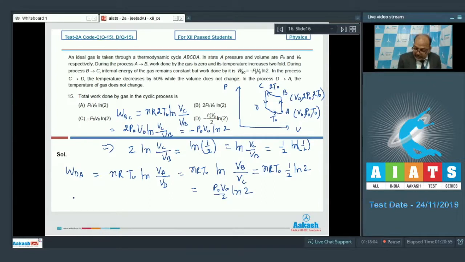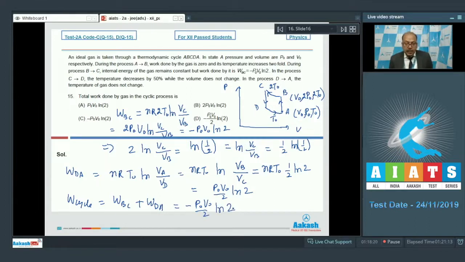So the total work done in the cycle equals WBC plus WDA, and that is equal to minus P0 V0 by 2 ln 2. Let us look at the options. Option D is matching. So option D is correct. Let us now go to the next question.